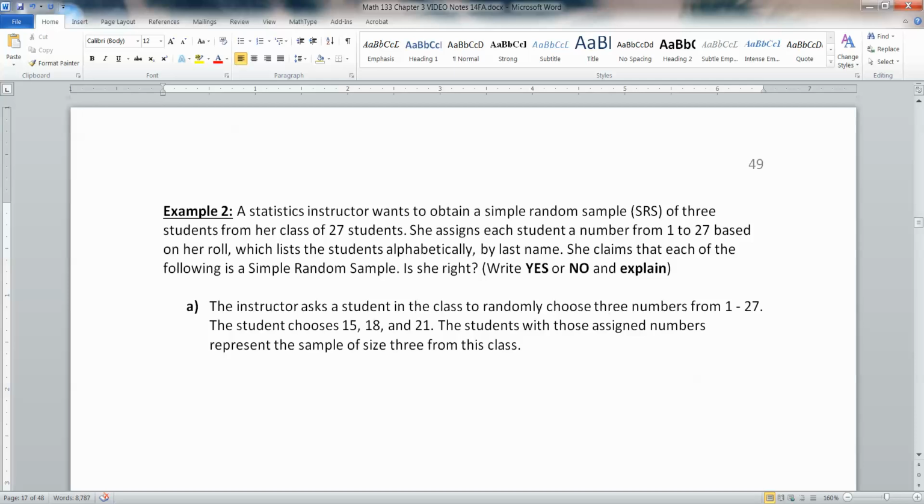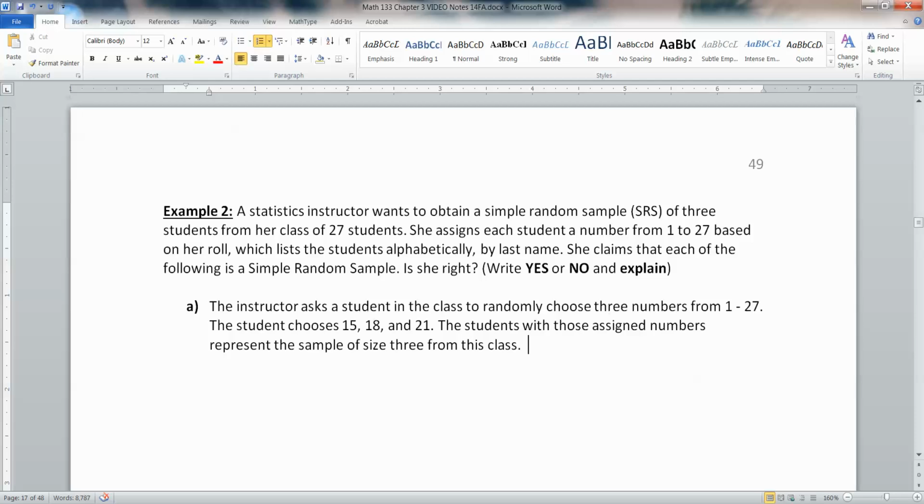Now, a statistics instructor wants to obtain a simple random sample of 3 students from her class of 27. She assigns each a number from 1 to 27 based on her roll, which lists the students alphabetically by name. She claims that each of the following is a simple random sample. Is she right? Yes or no? And explain. So the instructor asks the student in the class to randomly choose 3 numbers from 1 to 27.